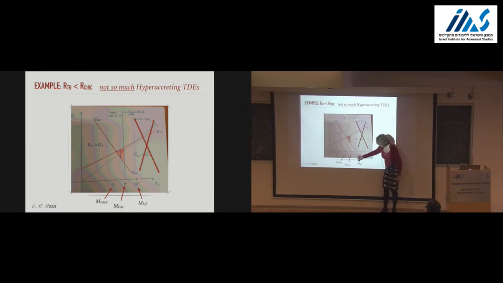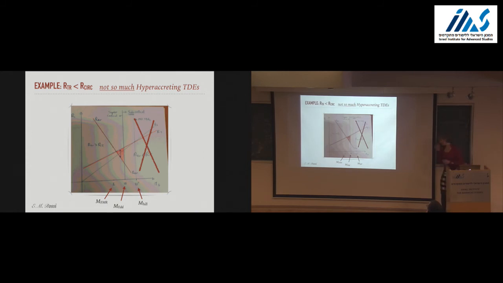So this is the Hills mass. This is the Eddington mass. So I decided to call this mass, for this talk, M Rossi. I didn't know how to call it, so I gave my name. Okay, I thought it was funny.